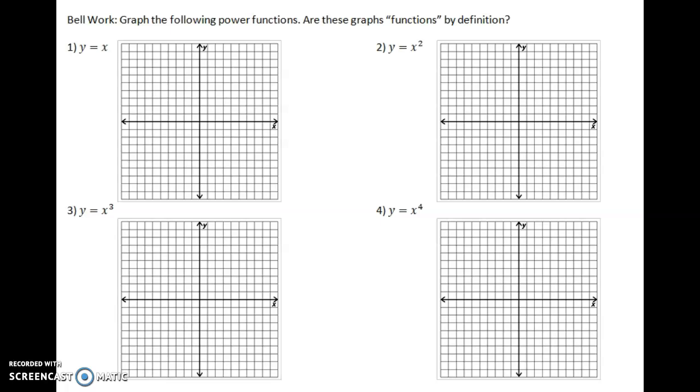Hi, so here's our bell work. It says graph the following power functions. And then it asks, are these graphs functions by definition? So take a minute, get out your piece of paper, just 4 graphs. What do these graphs look like? And then the second question is, are these graphs of functions? We talked about functions in Algebra 1 and earlier this year. Are these graphs of functions? So take a minute to graph.